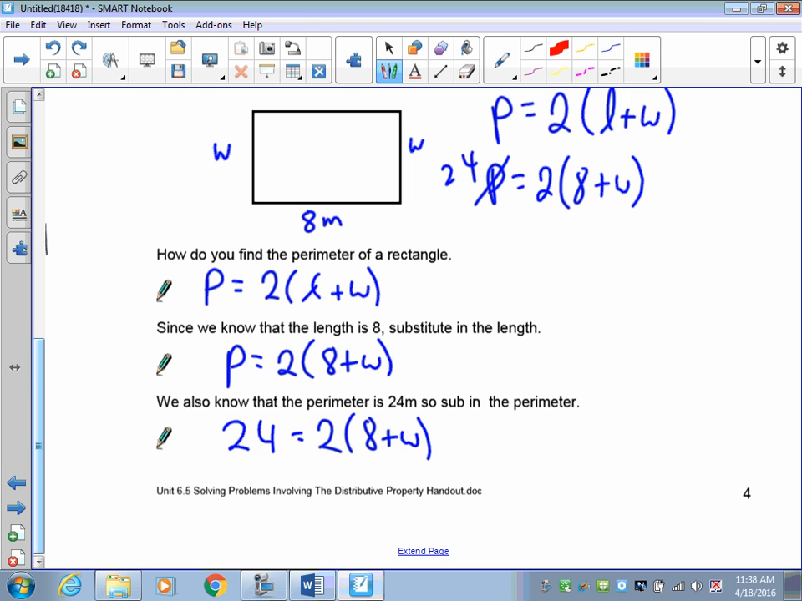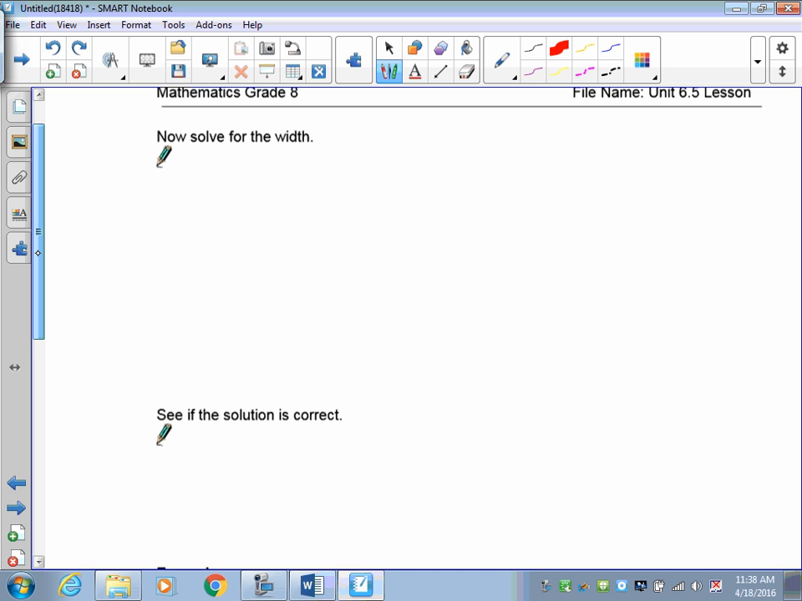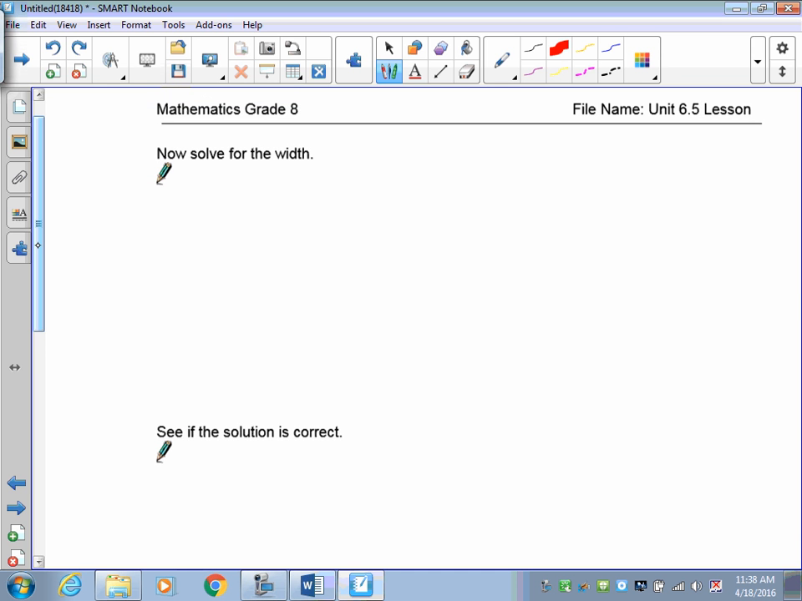Okay, so now that you've got that, I want you to solve it. So turn the page and solve for the width. So 24 is equal to 2 times (8 plus W). Okay, so pause the recording and solve that equation.